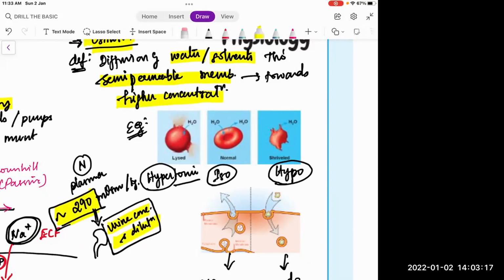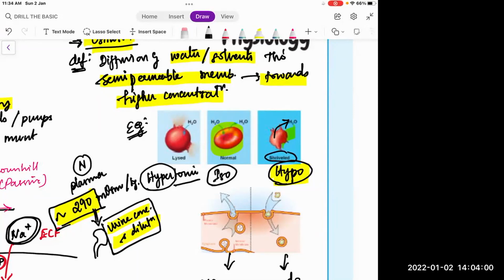So what is going to happen if you put the cell in an isotonic solution? The movement will remain the same. The cell will maintain its normal nature. Instead, if you put it in a hypotonic solution, all the water molecules will move outside because of the movement towards the higher concentration. So the water which is present inside the cell is now going outside. So it causes shrinkage of the cell.